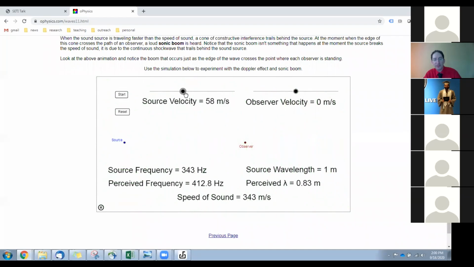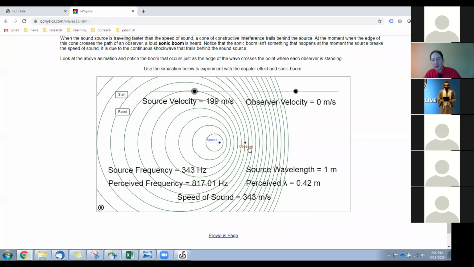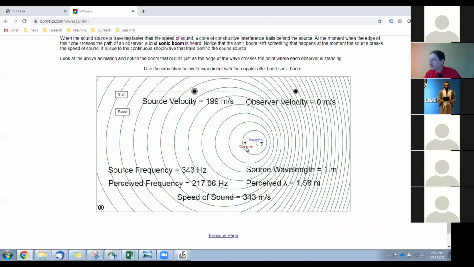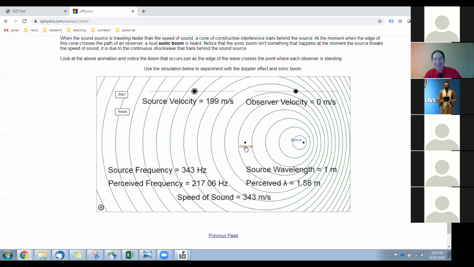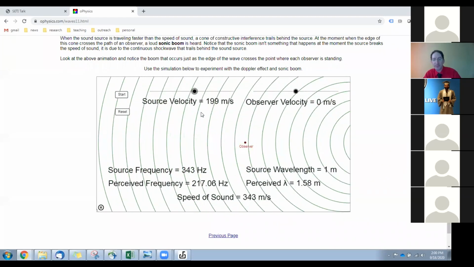Now I can increase the velocity of the source. And you see the waves are compressed in the direction of motion. So, right there. So I did do it again. The lower pitch. Of course, with light, it'd be a change in color.